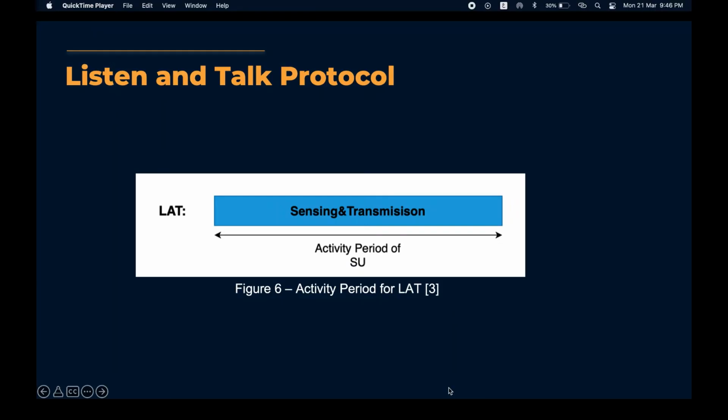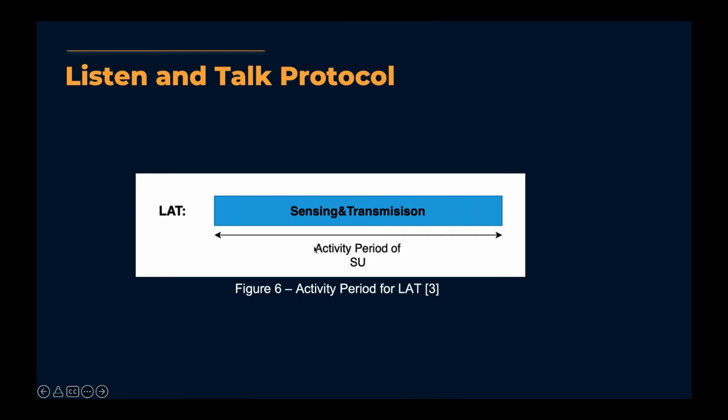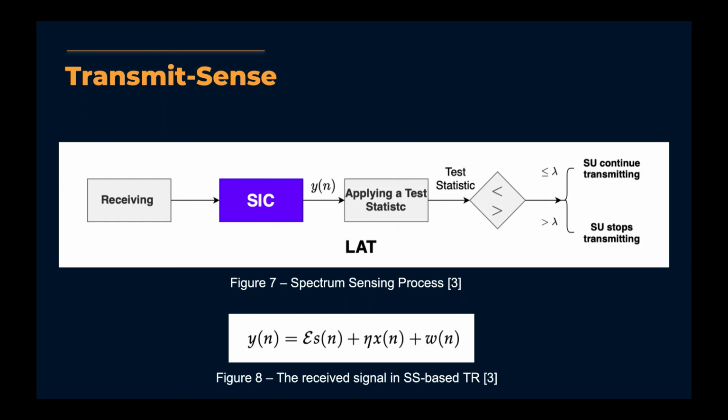Listen and talk protocol. In the listen and talk protocol, unlike LBT, sensing and transmission will be done at the same time. This is done in the first transmit, sense method. In the transmit sense method, the secondary user message will be sent and received by the receiver. Then a signal interference cancelling method will be done to cancel the secondary user message. Then a testing mechanism will be done, the same as the one used in LBT, to choose whether to continue transmitting or to stop transmitting.